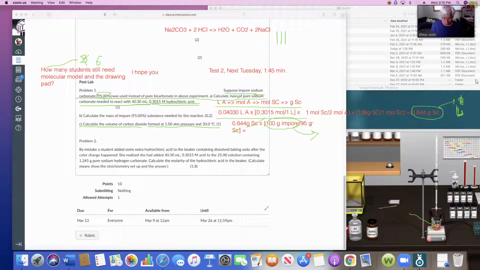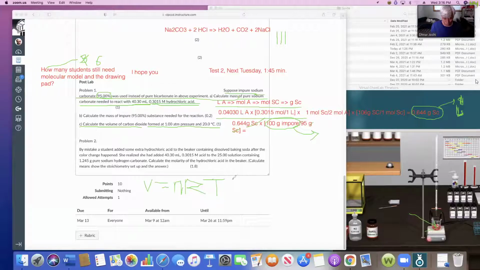Jonathan, can you tell us how to start this problem? Are you there? Jonathan. Sorry, I just joined. Isn't it V equals nRT over P? Excellent. V equals nRT over P.